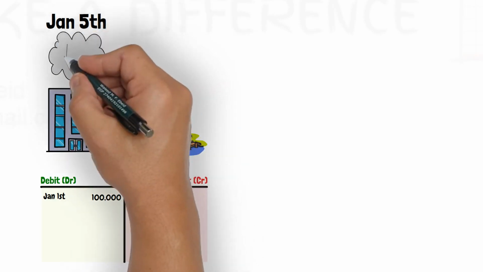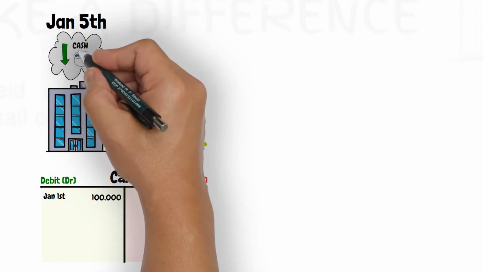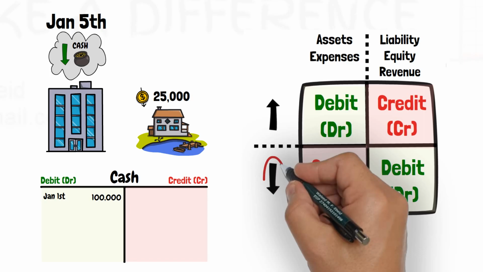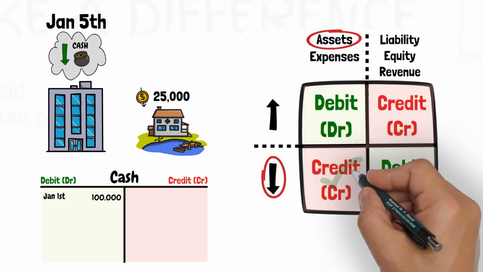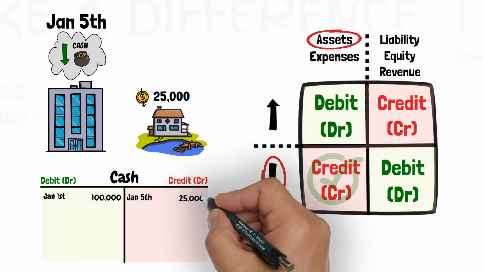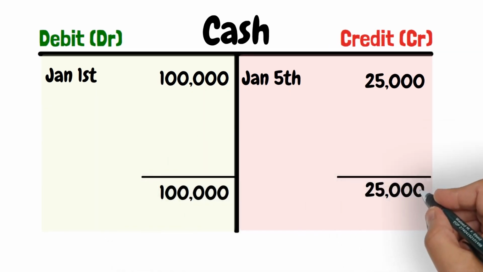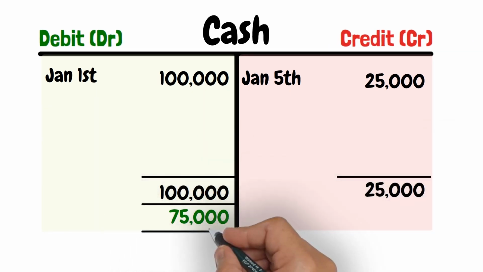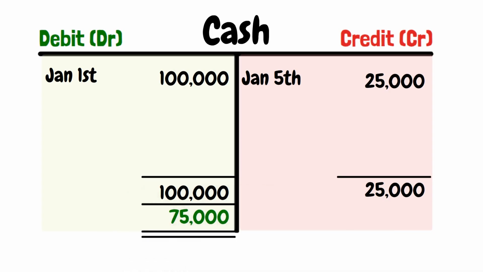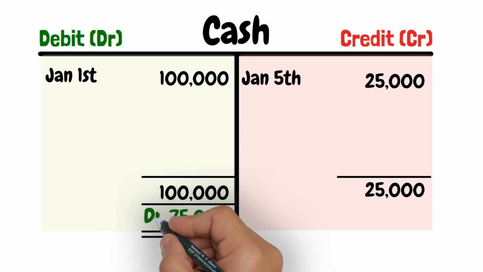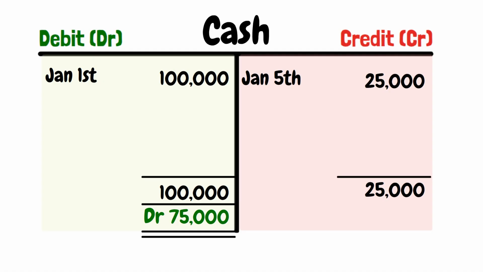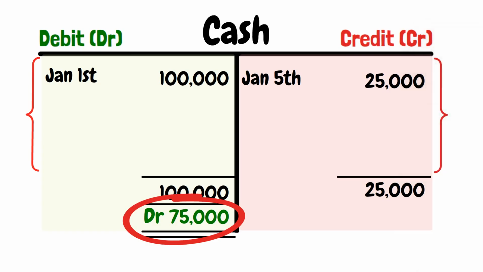That transaction decreases cash by 25,000. So, let's record the decrease of 25,000 in the credit side. The account balance is the net of the debits and credits, 75,000, and is written on the greater side of the account, the debit side, and we say that the cash account has got a debit balance of 75,000. The account balance shows you how much cash the business has, and the history of the cash transactions that made up this balance.